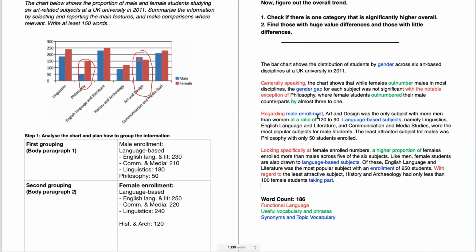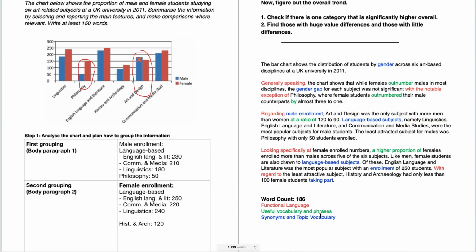"Regarding male enrollment" is a great way to specifically look at one of the groups, or you could also say "looking specifically at". The important thing is that you have two ways to say that and you're not sounding monotonous. Then again, we have "with regard to". Again, it's just another way to connect your ideas and show more detail.